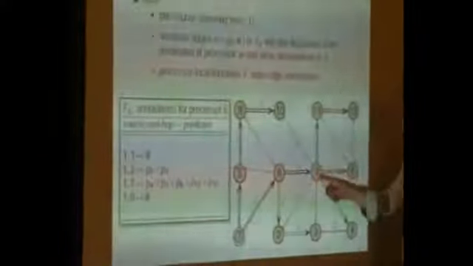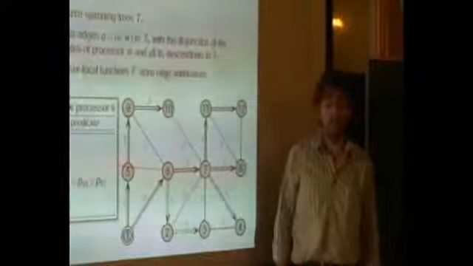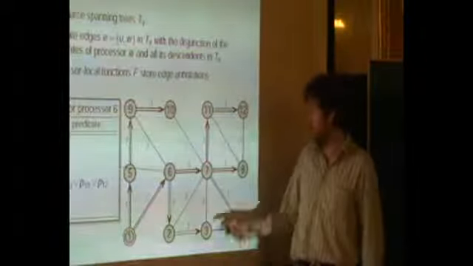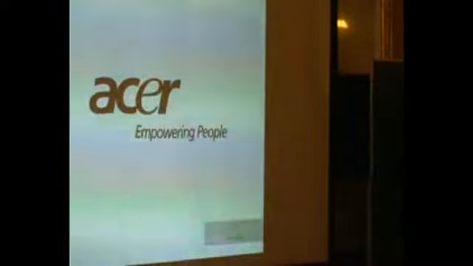So what are the ones downstream from 6 on the branch that goes from 6 to 7? 7, 8, 9, no. I guess they're not.